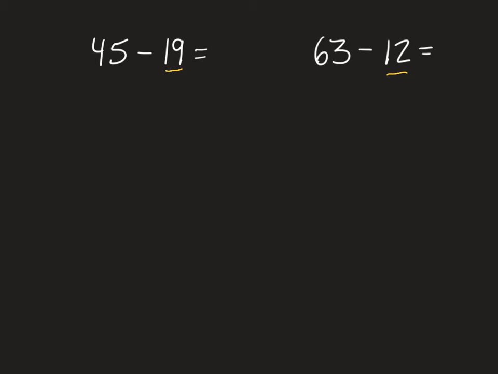I'm first going to think about the closest landmark number to 19. I know it's 20. Now I want to change both of these so that whatever I do to the 19, I'm going to do to the 45. Watch me try that now. This is one way that you can organize it. I'm going to add 1, and whatever I add to one, I have to add to the other. So now the new number sentence is 46 minus 20. Now I can count back by tens: 46, 36, 26. So the answer is 26.